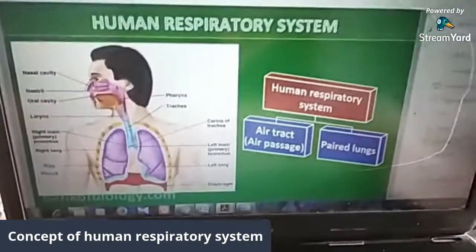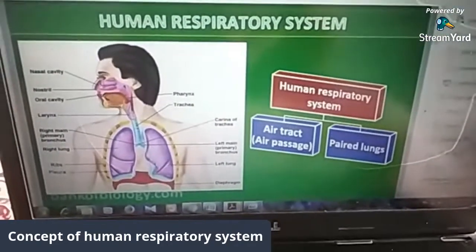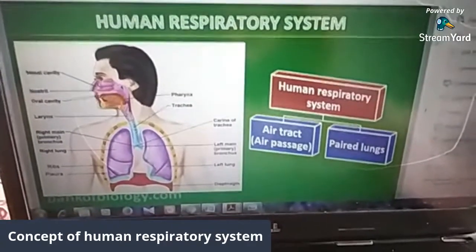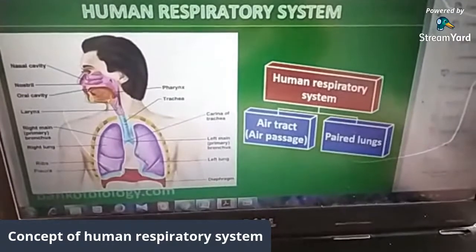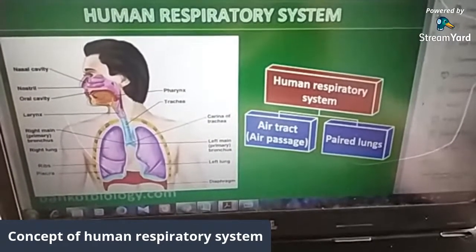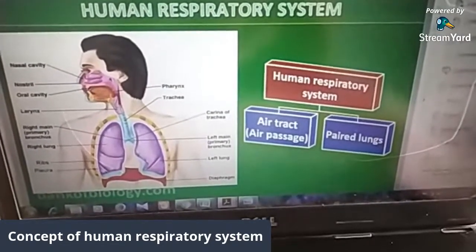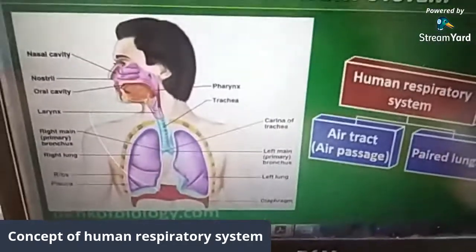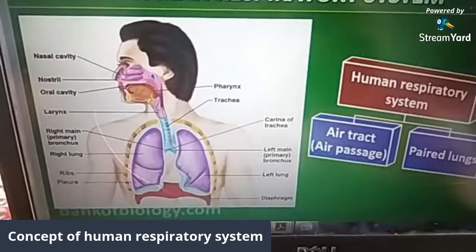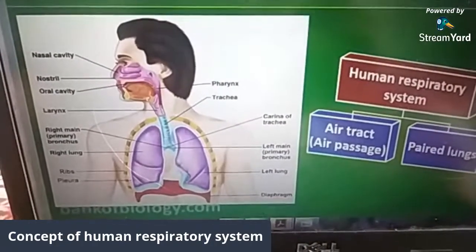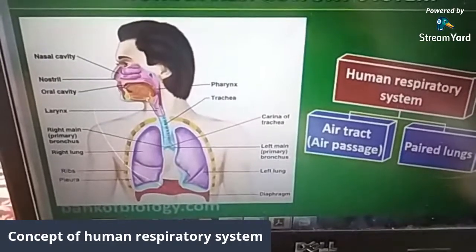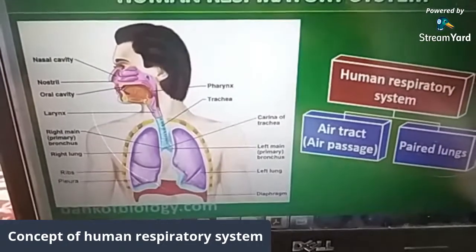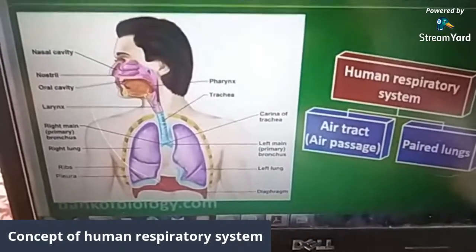Okay. So the next topic is the human respiratory system. Today we are going to discuss the human respiratory system. This human respiratory system is broadly categorized into two parts: the air tract, the air passage, and the paired lungs. So this is the structure of the human respiratory system. All those organs perform this respiration process, and all those organs together form the human respiratory system. Okay. First is the nasal cavity.